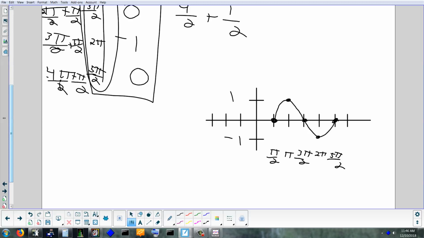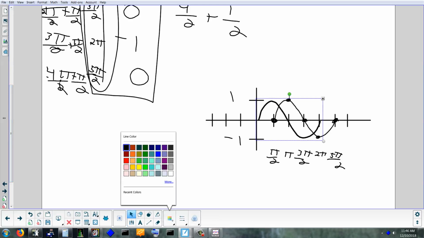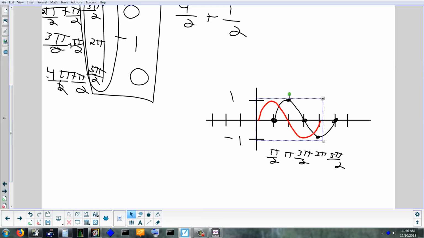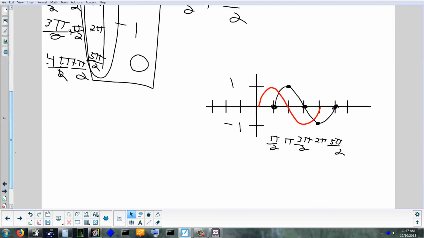Okay. If they wanted to know, well, what would the original graph look like? The original graph is the same every time. That would be your original. I'll just do it in a different color. There you go. So I did the original in red, and I did the new one in black. So it shifted it right 90 degrees. So that's a 90-degree phase shift, or pi over 2. Okay. Any questions on that?